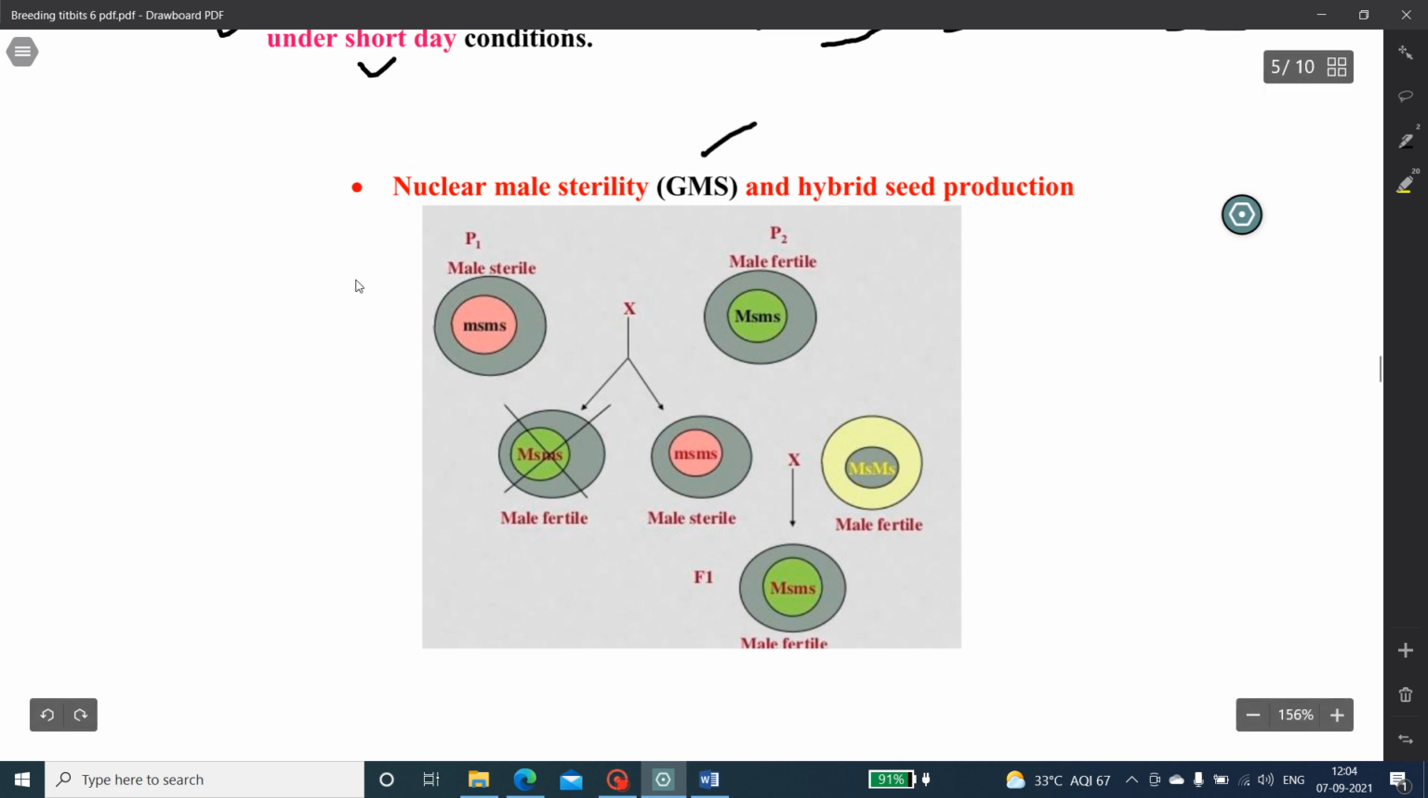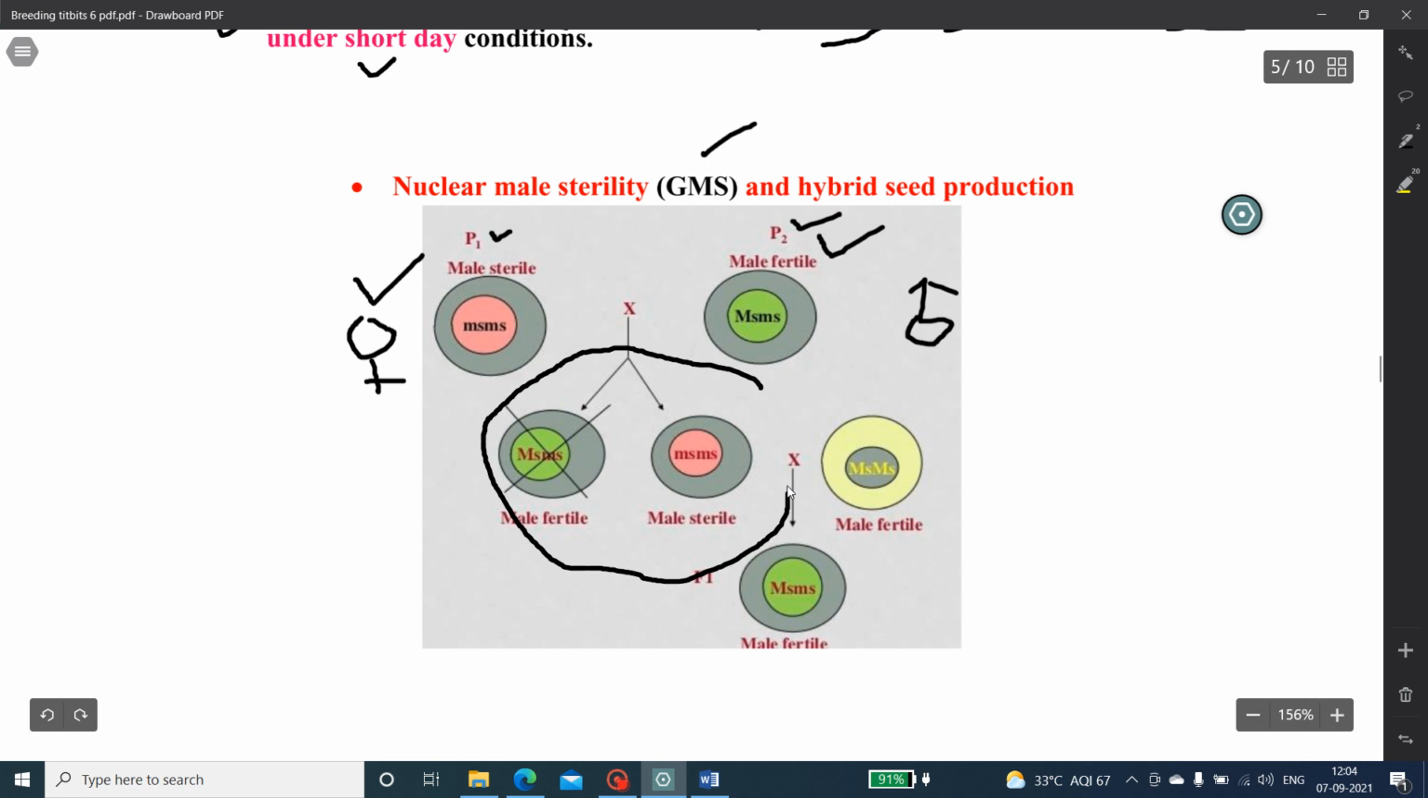And here the male sterile one is parent 1, and the male fertile is parent 2. This is the female parent and this is the male parent. When you cross these two parents, you get the F1. Please make note of this one. About 50% of the population, that's the offspring, is male fertile, and 50% is male sterile.